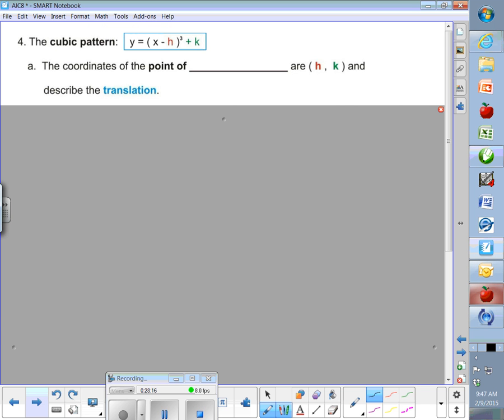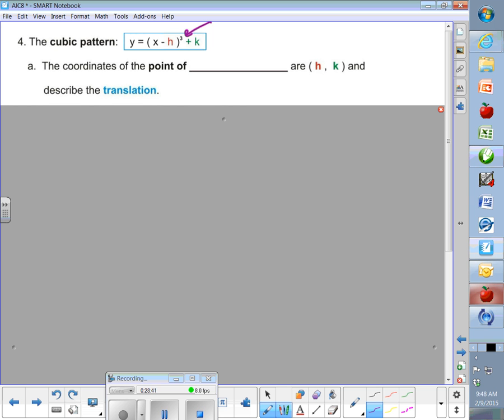All right, last page. So now we have a cubic pattern. Notice how similar the cubic pattern is. Do you see the only difference? It's just the exponent, right? That's the only difference. This exponent's cubed. Instead of squared, it's cubed.